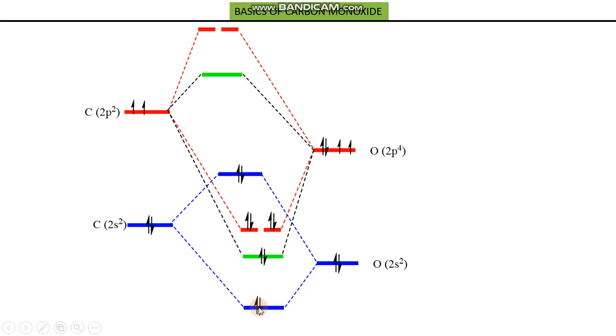But we need the energy of these electrons, because in coordination chemistry we will come across questions of which electron pair is involved in bonding with the metal center, and which orbital will get involved in bonding with the metal center, which, inshallah, we will cover later. But this is the combined molecular orbital diagram of carbon monoxide.